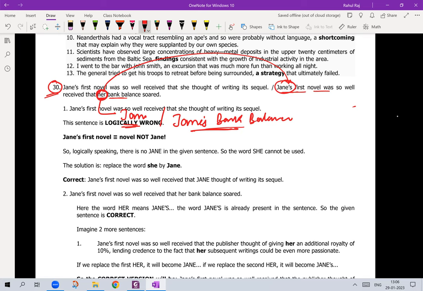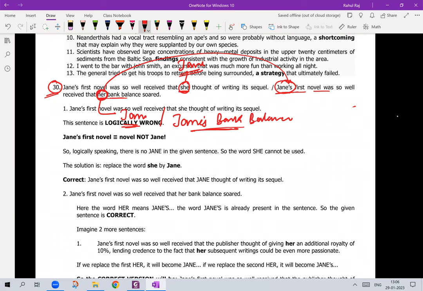The whole point is, in the first sentence we are talking about Jane, and Jane as a noun is not mentioned in the first sentence. So we have to replace this C with Jane. Here we are talking about Jane's bank balance, and Jane's is already mentioned over here. So her is an absolutely perfect pronoun, which is going back to Jane.